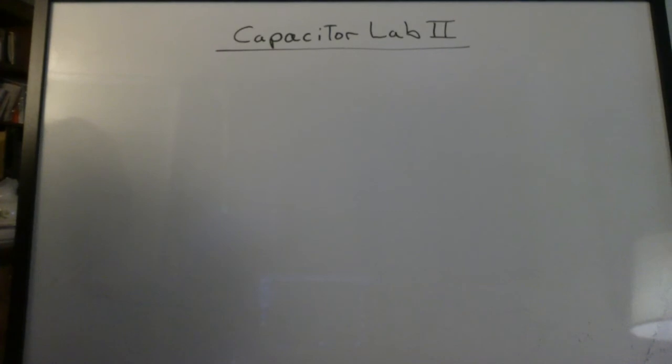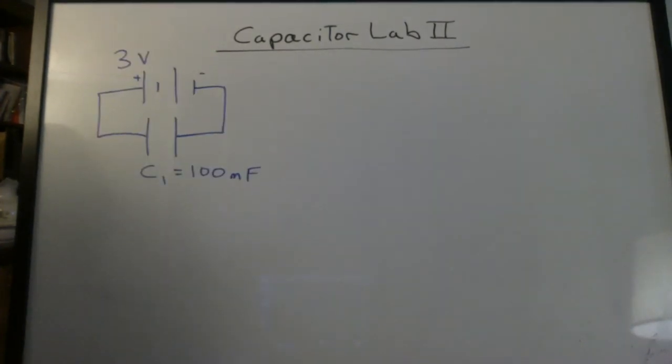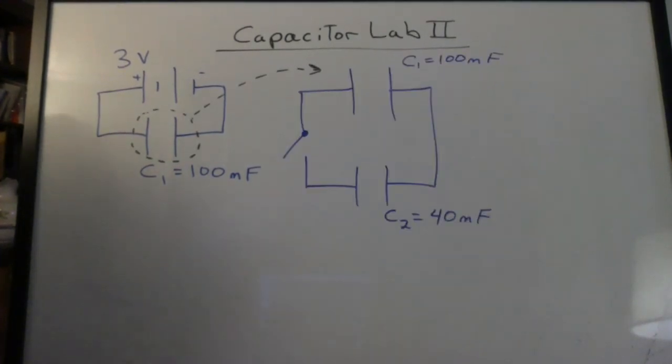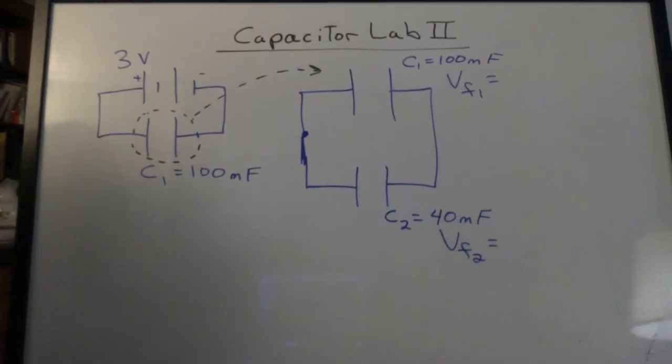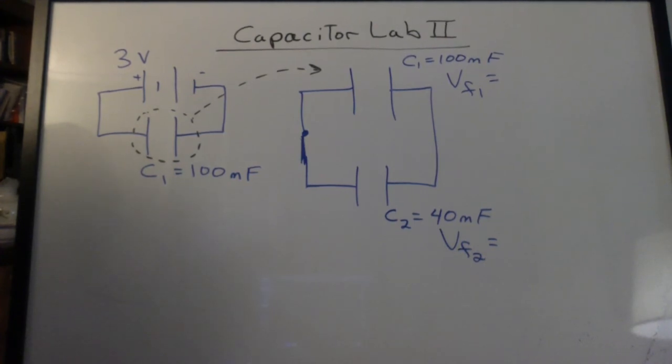Let's try another lab. First, we're going to charge up a small capacitor. You take your batteries and you connect the capacitor to the batteries and you charge it up. Then you disconnect that capacitor and you connect it to a second empty capacitor. The question is, when you close the switch, what will be the final voltage on each capacitor? Now that's something that you can measure in the lab.